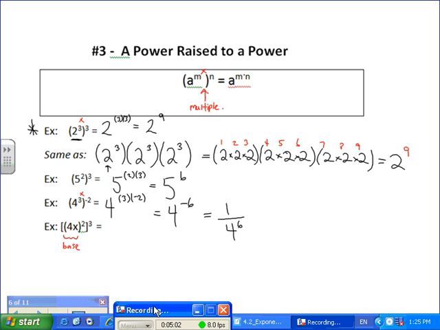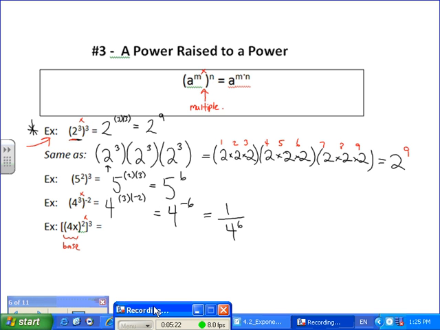Okay, so when I have brackets, that exponent 2 is applying to everything inside the brackets. And on the outside, I have another set of brackets, and I have an exponent 3. So I have a power raised to a power. This is just like this, except instead of a 2, I have a 4x. Okay, so I'm going to multiply those exponents.